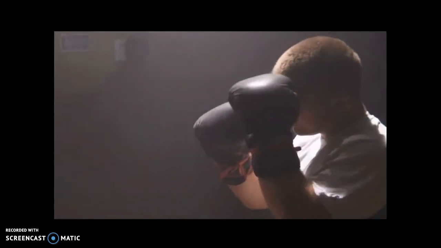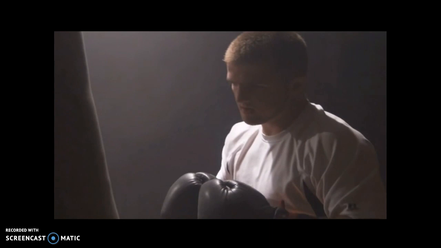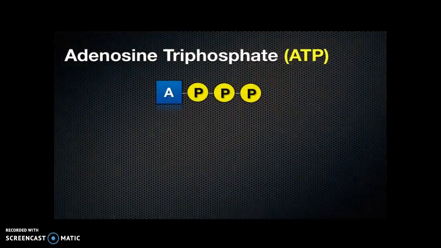Now take a look at this guy. He's preparing for a big match. He's been training, he's been exercising, and doing everything that he needs to do to get ready for that big day. But the question is, how does he get this energy? Well, part of the answer has to do with a small molecule with a big name. And that molecule is adenosine triphosphate, or you can call it ATP for short.